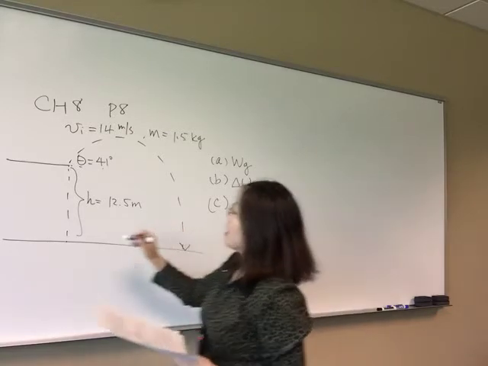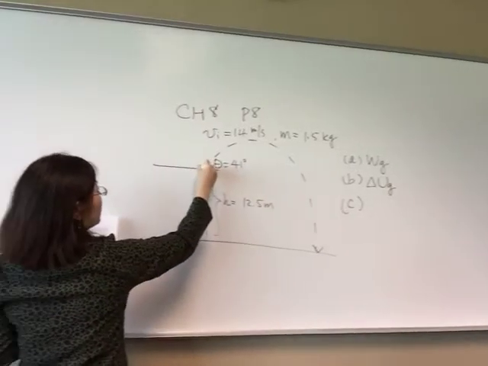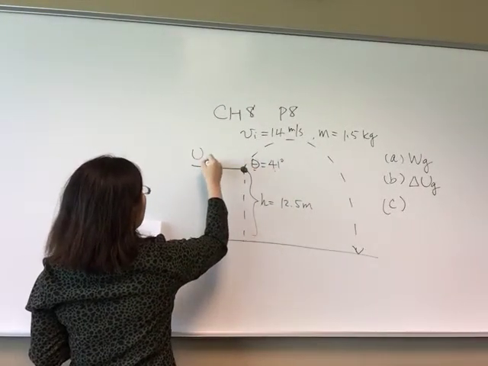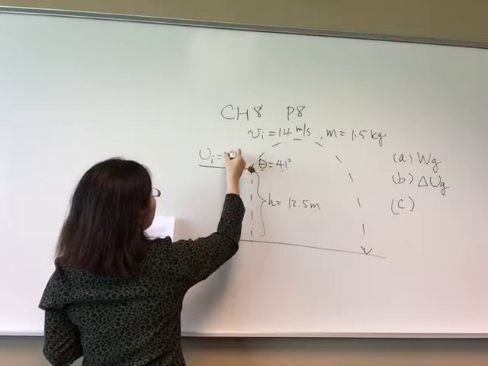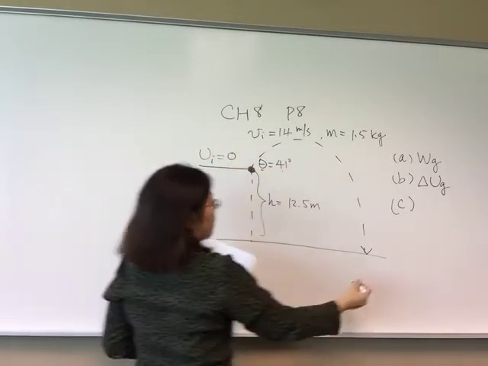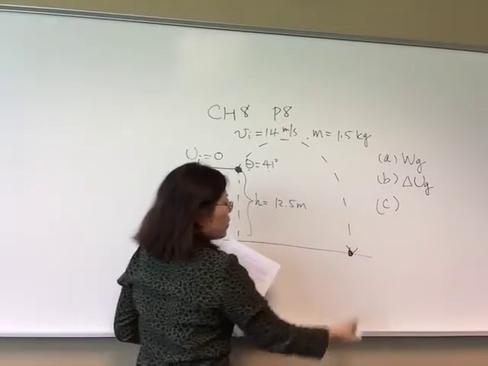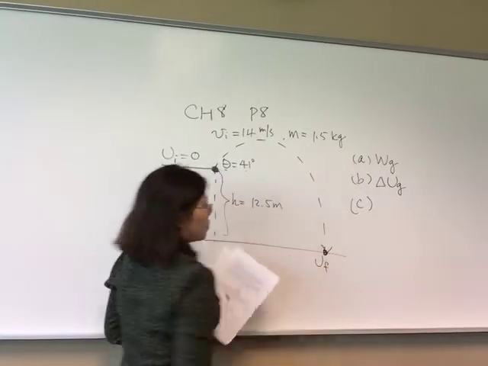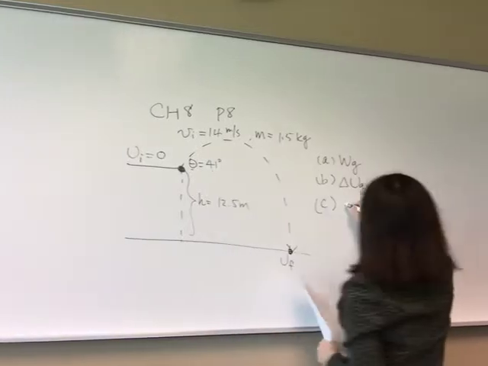So in other words, this is where the snowball is located. We define this as initial, and so the initial gravitational potential energy is defined to be zero here. You also find, when it reaches the ground, what is the gravitational potential energy right there? Okay, so what is U F?